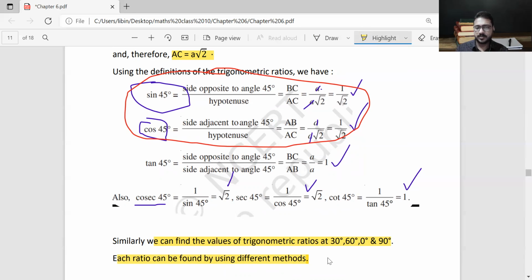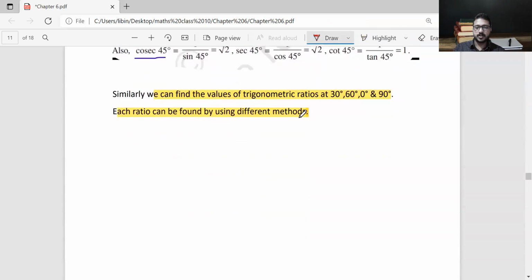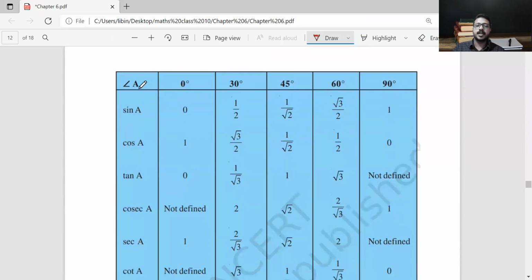So I am not showing each and every method to you. Only a table where you will see all the trigonometric ratios and the angles. You have to learn it by heart. And again, I will teach you an easy method for learning all the ratios. No problem. Okay. So I am going to show you a table. See, angle A: 0 degree, 30 degree, 45 degree, 60 degree, 90 degree. And again, sin A, cos A, tan A, cosec A, sec A, cot A.